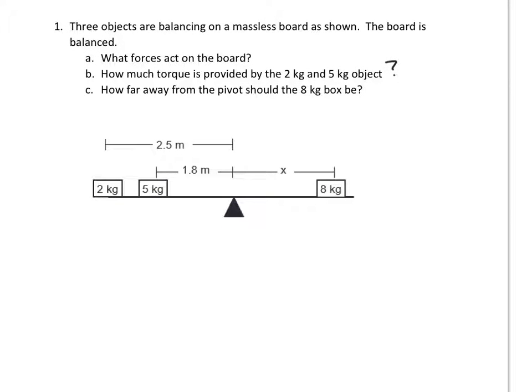You've got 3 objects. Here's your pivot point right here. So this is the point about which it would rotate, and you've got 3 objects, the 2 kilogram, the 5 kilogram, and the 8 kilogram box. So the forces that are acting on the board, and when we're talking about this, we're talking about forces that would cause torques. You're going to have a downward force from the 2 kilogram object, a downward force from the 5 kilogram object, it will be larger, and then a downward force from the 8 kilogram object. All of these forces causing those rotations would be Fg.